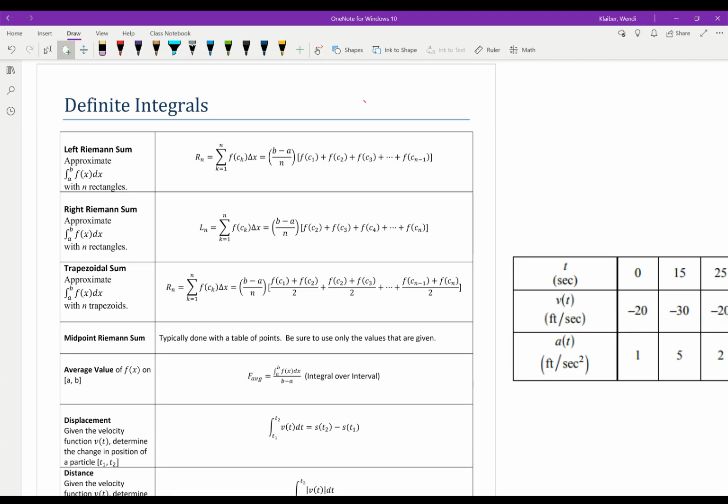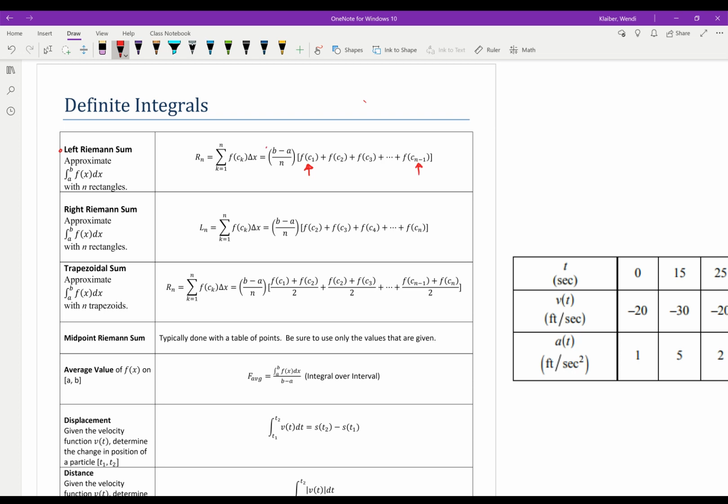Okay, so let's summarize what we've learned about definite integrals. Take plenty of notes on this. Left Riemann sum. Now, left Riemann sum, we know always starts with the initial value. So you can see here in the sums that we're adding up, we start with the first value and we end with one less than the last value.